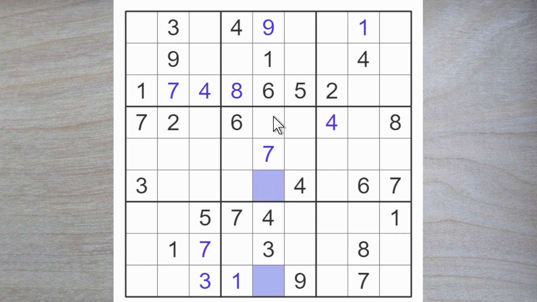But a 2, 5, and an 8 here. Can we do something with that? I think we can, because there's a 2 and an 8 in the row. So here's a 5. These 2 must be a 2 and an 8 combo.